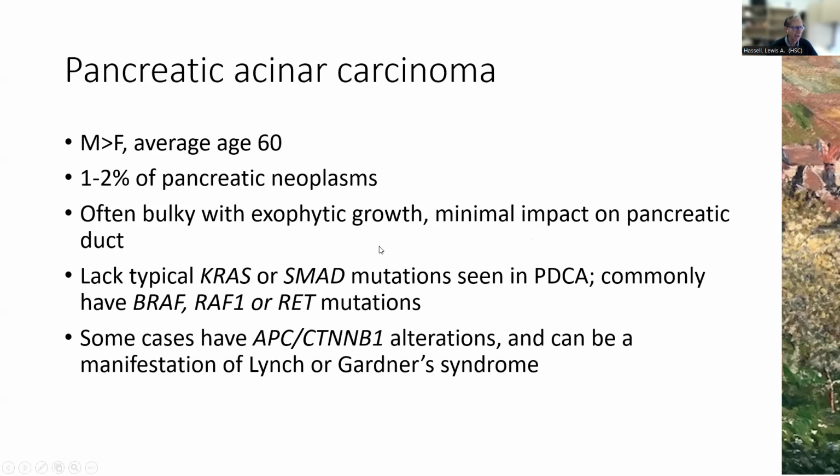epithelial pancreatic carcinomas. But the usual mutations that we would see with ductal carcinomas, KRAS or SMAD and so forth, those are not seen ever in this lesion. While in contrast, you may have BRAF, RAF1 or RET mutations. And in a small percentage of cases, you can also or can instead see the APC gene or CTNNB1 genes mutated, which may correspond to either Lynch syndrome or potentially Gardner's syndrome. Other sorts of heritable types of carcinoma can be associated with this.